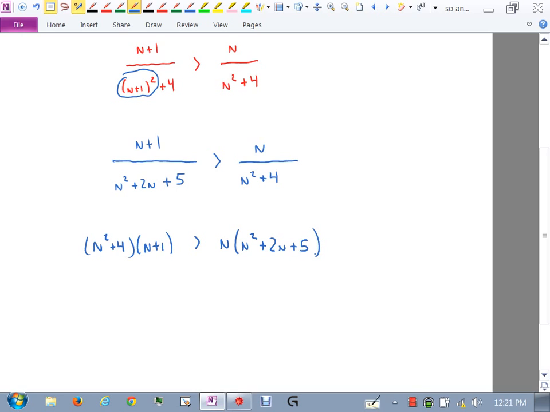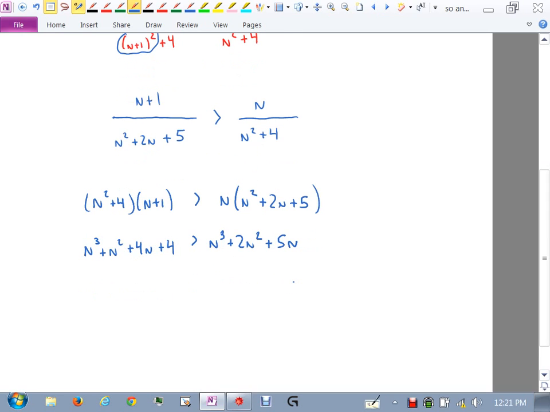And now expand these out. You get n cubed plus n squared plus 4n plus 4. On the other side, n cubed plus 2n squared plus 5n. And now we get some cancellation. The n cubes are gone. That's about all, right? Let's move everything to one side.